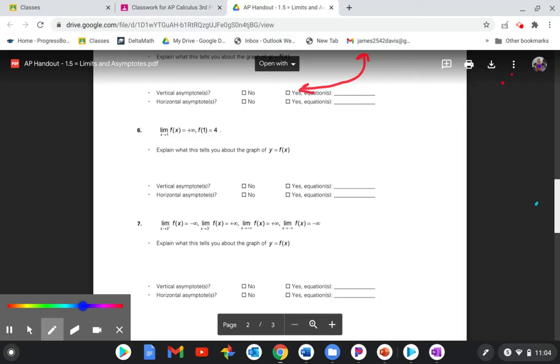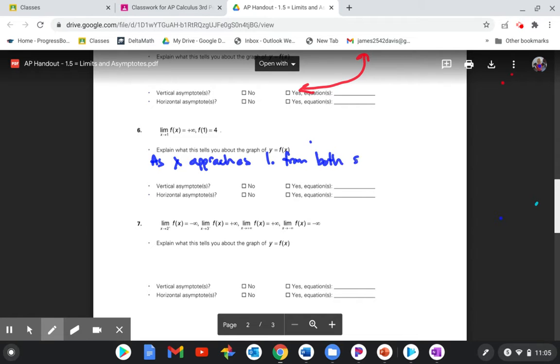The limit as x goes to 1 equals positive infinity. So as x approaches 1, now this is from both sides because it's saying the overall limit. So as x approaches 1 from both sides, y, or y coordinates, go to positive infinity. And then the other one, we could just say at x equals 1, comma, y equals 4.